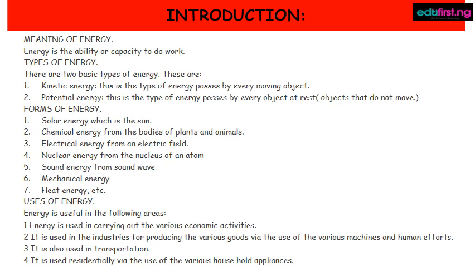Uses of energy. Energy is useful in the following areas. One, energy is used in carrying out various economic activities. Two, it is used in industry for producing various goods via the use of various machines and human effort. Three, it is also used in the transportation system. Four, it is used residentially via the use of various household appliances.